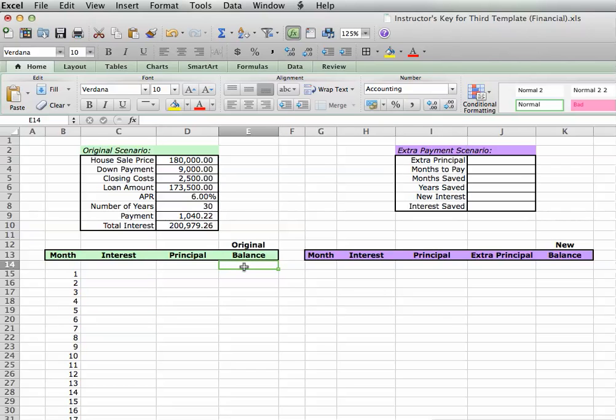And this process again is called amortizing. So I start with the original balance. That's pretty easy. We're going to go equals. We click on the loan amount. It's already formatted for you to the nearest penny, so that's nice.